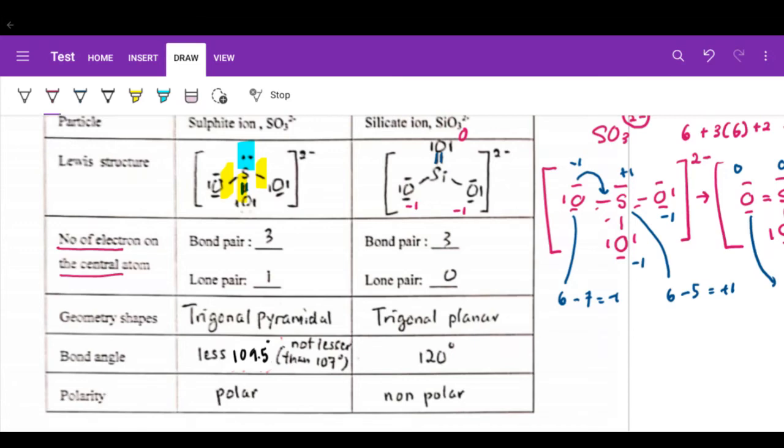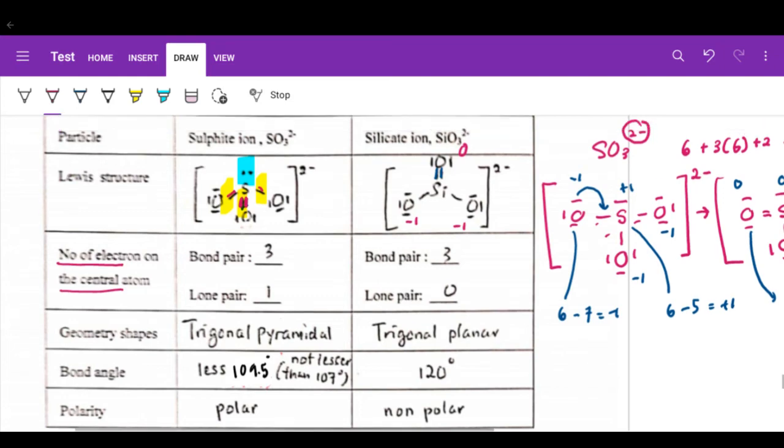Biasanya student kira macam ni. 1, 2, 3, 4. Salah. Bonding pair ni double bond dikira sebagai satu bonding. Okay. Untuk yang silicate ion, bonding pair 1, 2, 3. And there is no lone pair.